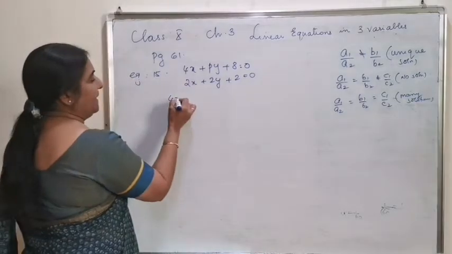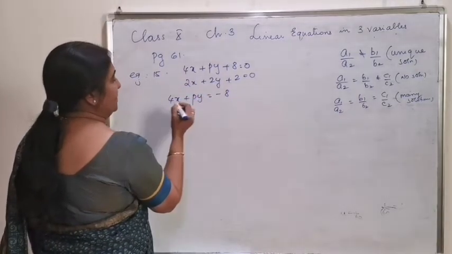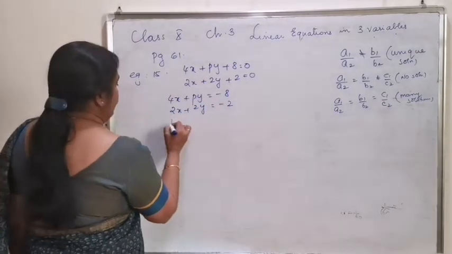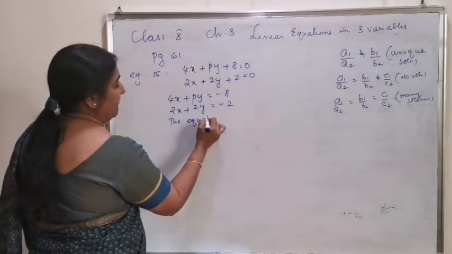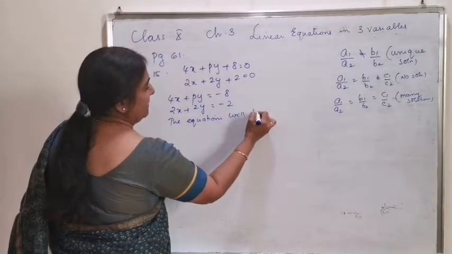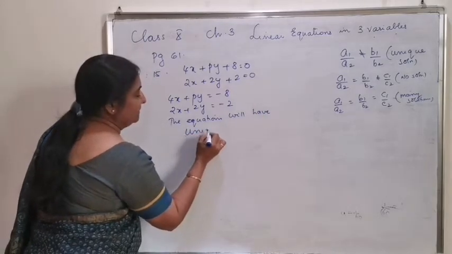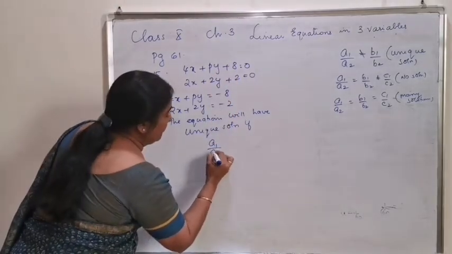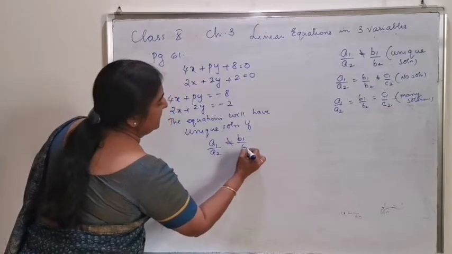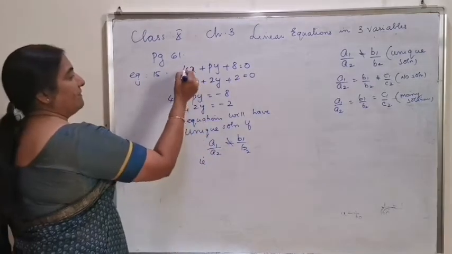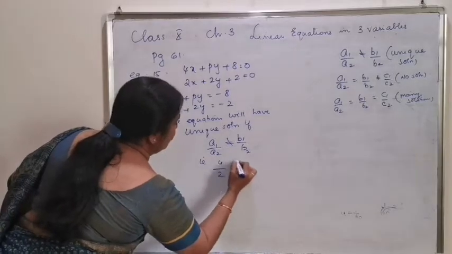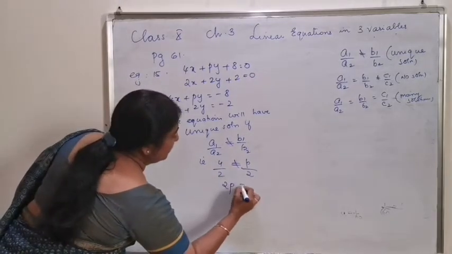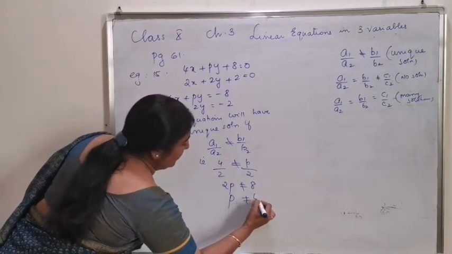Let's take it into the format of 4x plus py is equal to minus 8 and 2x plus 2y is equal to minus 2. The equations will have a unique solution if the condition is a1 by a2 not equal to b1 by b2. That is, a1 by a2 is 4 by 2, not equal to p by 2. 2p not equal to 8, or p not equal to 4.